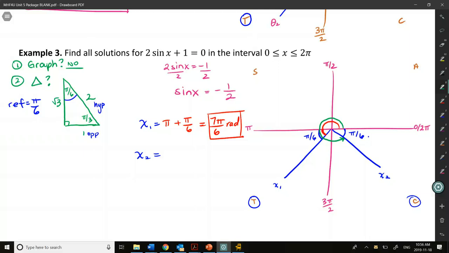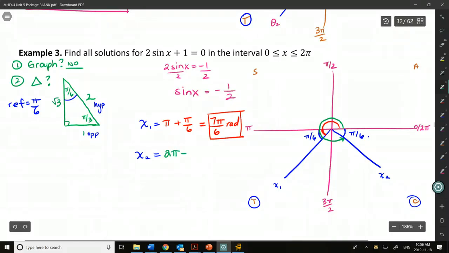So a full rotation around is 2 pi. I want pi over 6 less than that. I want pi over 6 before we hit 2 pi. So I'm going to do 2 pi minus pi over 6. Okay, so that's like 12 pi over 6 minus pi over 6 gives us 11 pi over 6 radians.